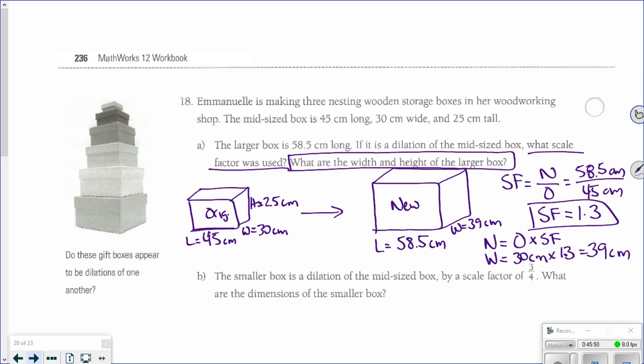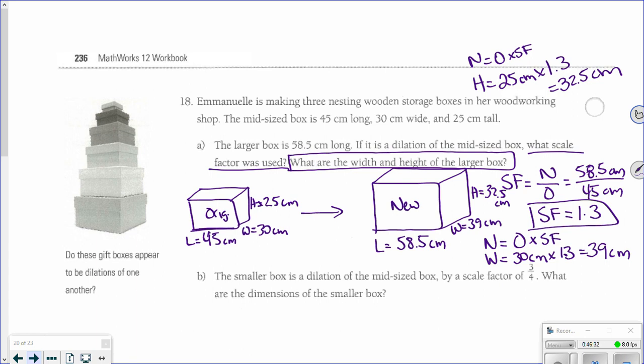I'm going to do my height up here. My height, same thing. My new is always equal to my original times my scale factor. So my original height was 25 centimeters times my scale factor of 1.3. So my new height is going to be 32.5 centimeters. So bigger than 25. So this new height is 32.5 centimeters. It's centimeters in my answer because it was centimeters in my original.